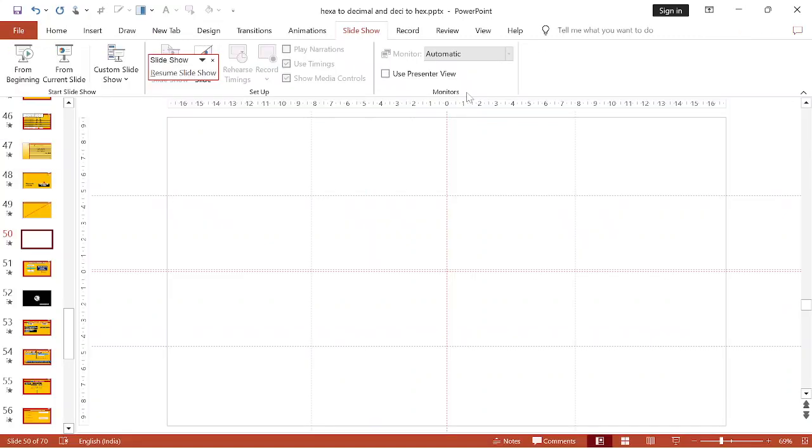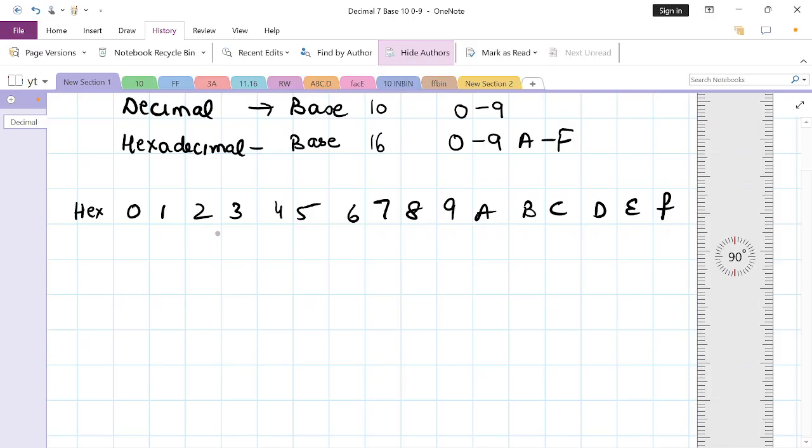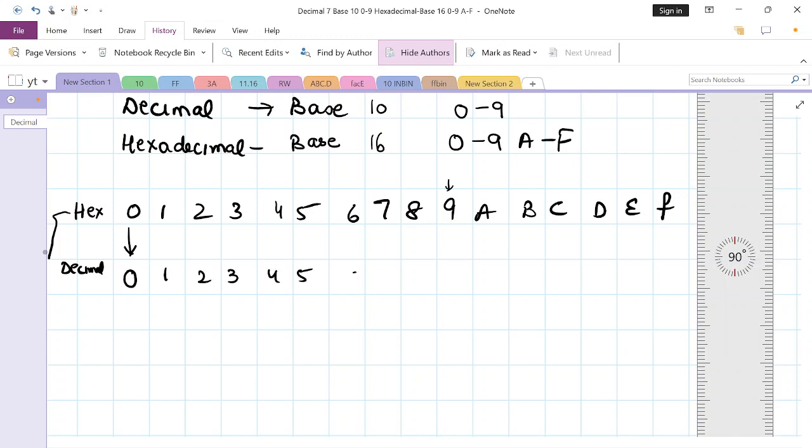But our rule said that when you have to multiply, you have to multiply the decimal value of each hexadigit. So we must know the decimal equivalent of each of these hexadigits, right? So that comes out to be 0 is equivalent to 0 in decimal. So remember that for the digits up till 9, the hexa and decimal equivalents are the same. So it is 0, 1, 2, 3, 4, 5, 6, 7, 8, and 9.